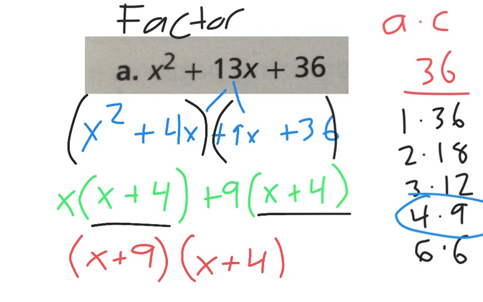So again, we can check this. How do we check it? If I have x plus 9 times x plus 4, distribute. This is just a way to check. X times x, x squared. X times 4, 4x. 9 times x, 9x. 9 times 4, 36. Do I have like terms? Yes. 4x plus 9x is 13x. That means I've done it correctly.